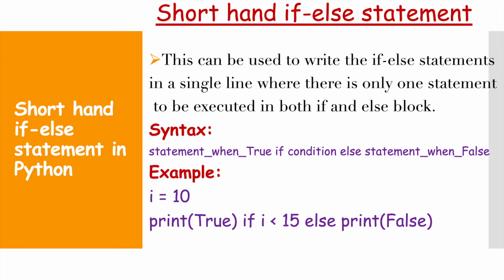Let's see an example. i is equal to 10. You are giving the statement which needs to be executed when the condition is true. That is, print true if i is less than 15. So it is going to print true if this condition evaluates to true, else you're going to print false. So your statement which needs to be executed when the condition is true is given first, then you give the condition with if, and then you give the else keyword, and finally the statement you want to execute when the condition is false. So here, print true if i is less than 15, else print false.